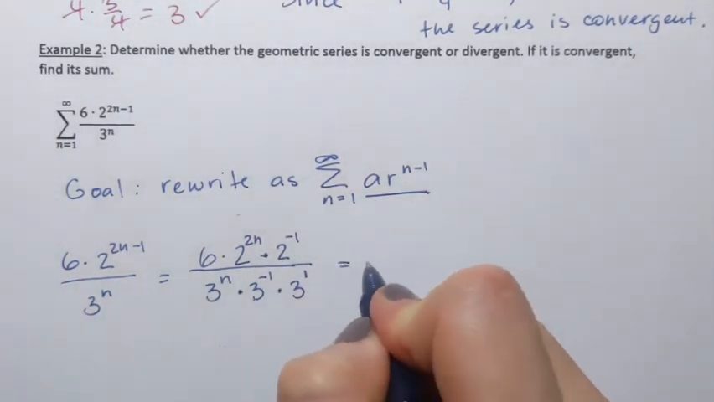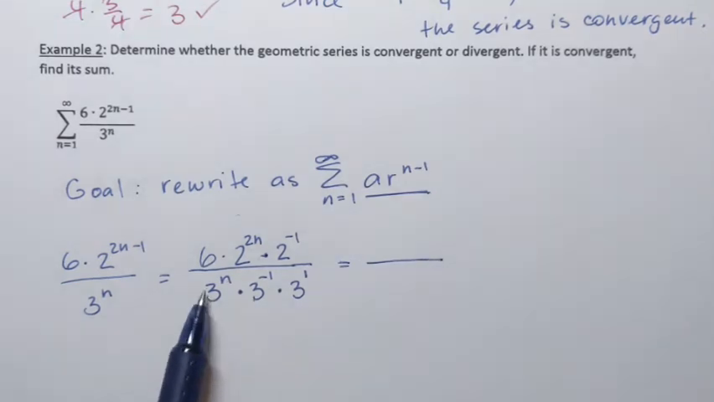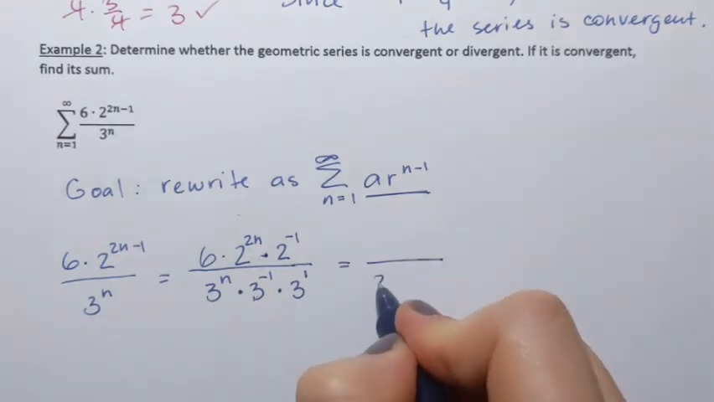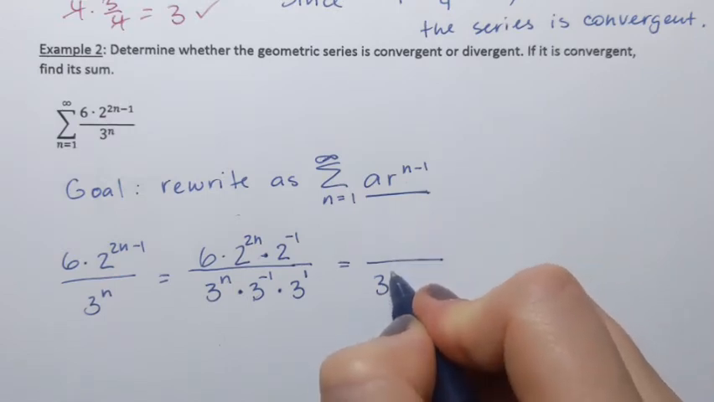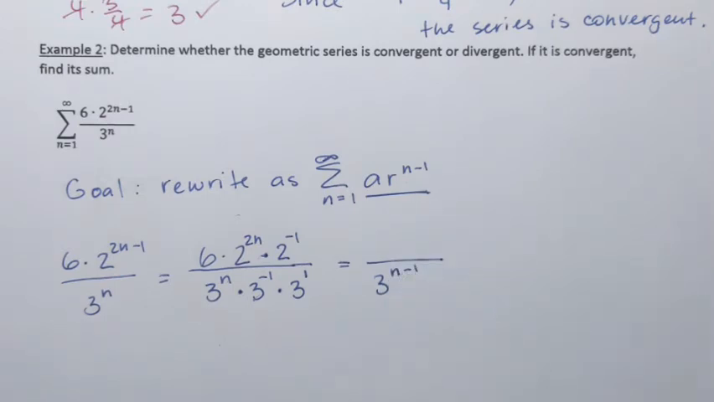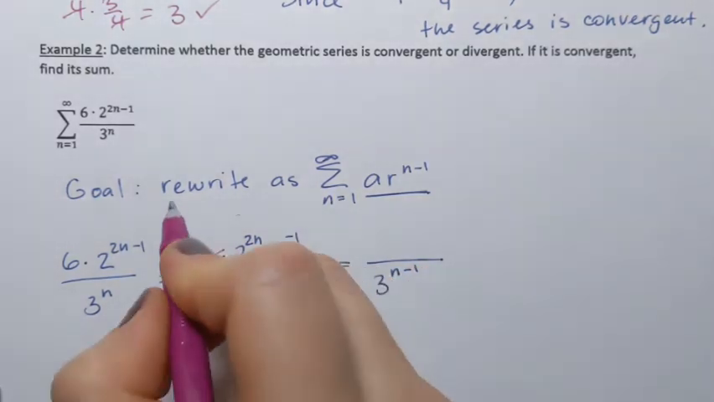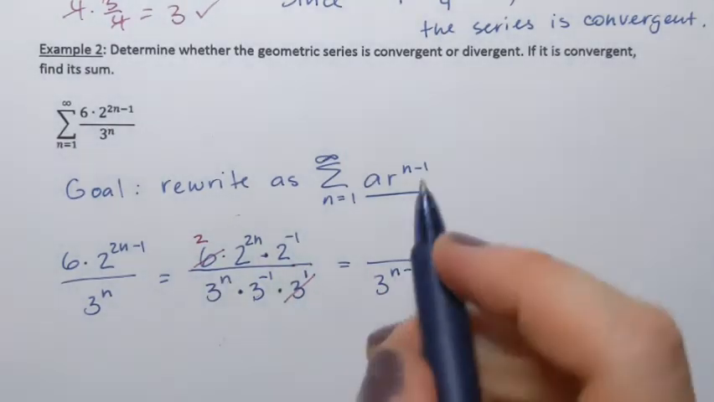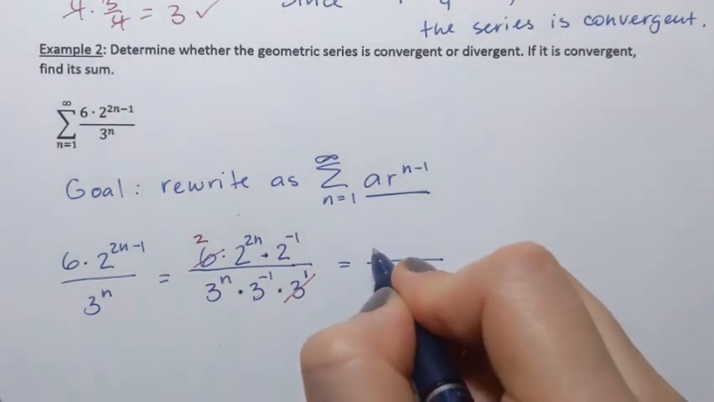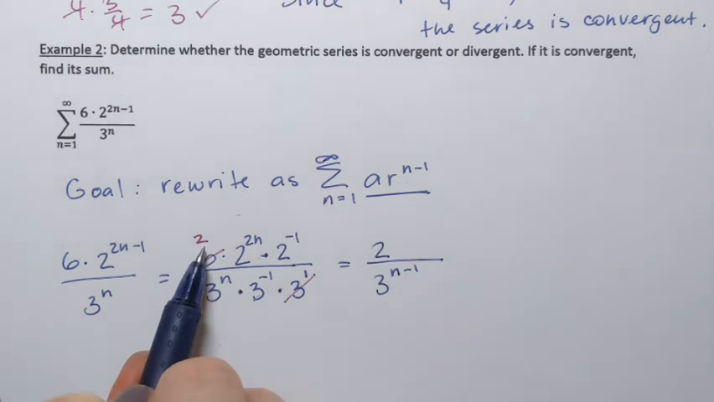Now, in the next step, in the denominator, I will combine those two bases so that I get what I really needed, 3 to the power n minus 1. And looks like I can actually simplify 3 and 6, right? I can divide out 3, then I'm only going to have 2 that's left. So that's 2, right, from here.